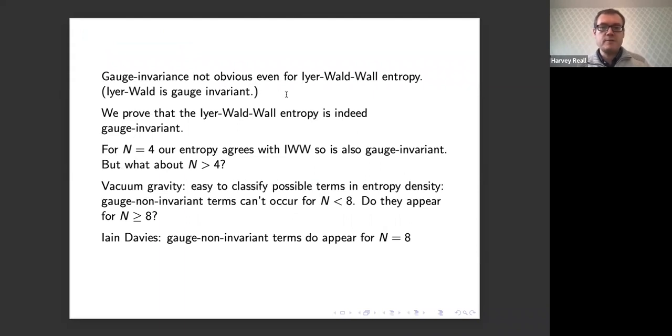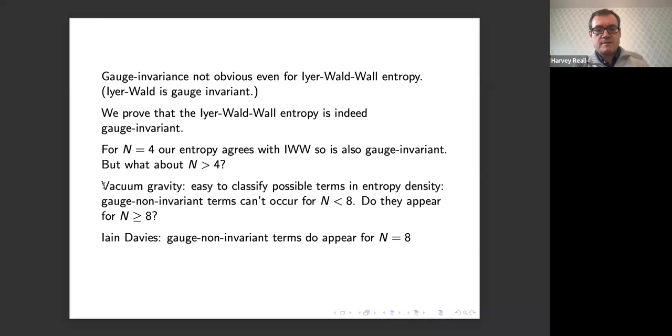So this gauge invariance is not obvious even for the Iyer-Wald-Wall entropy, although it is obvious for Iyer-Wald, as they pointed out. So anyway, in our paper, we did manage to prove that the Iyer-Wald-Wall entropy is indeed gauge invariant under this kind of rescaling of the affine parameter along the horizon generators. Now, earlier on, I told you that for n equal to 4, so for theories with up to 4 derivatives, our entropy agrees with the Iyer-Wald-Wall entropy. And so for theories with up to 4 derivatives, our entropy is also gauge invariant. But what about more than 4 derivatives?